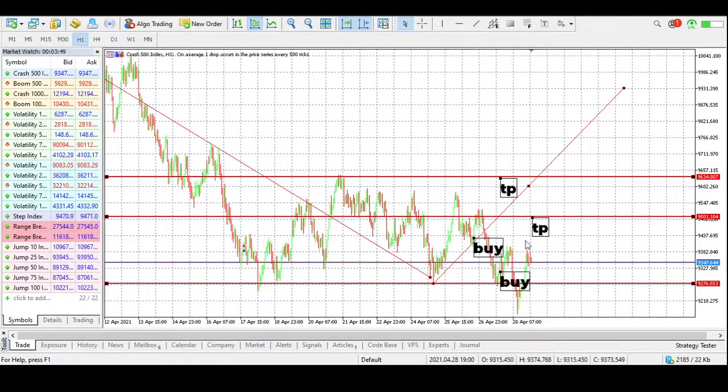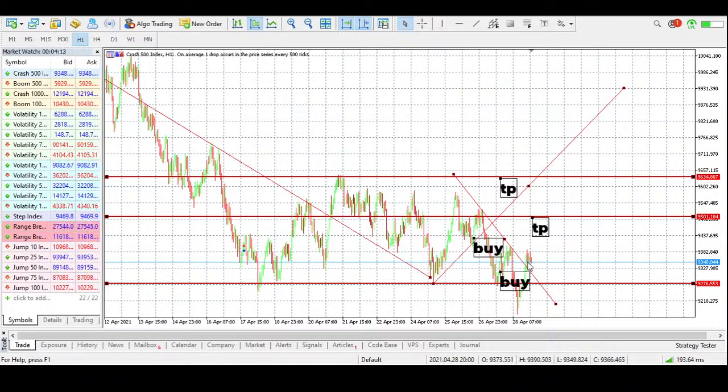But this is what happened. Guess what? It came up, retraced again, which meant that it had formed a diagonal resistance. Yes, a diagonal resistance here, and it came down and broke the support. So I was in trouble. But I didn't close. You see where the market is currently. I didn't close because the equity was huge enough.